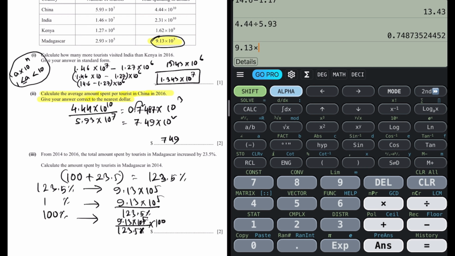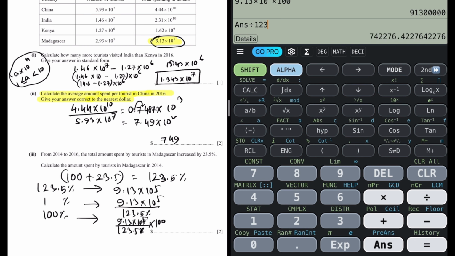9.13 times 10 to the power 5, times 100, divided by 123.5, which is 739,000.